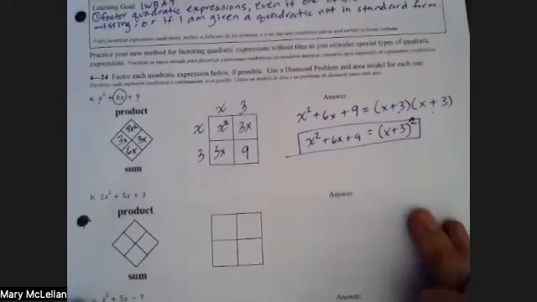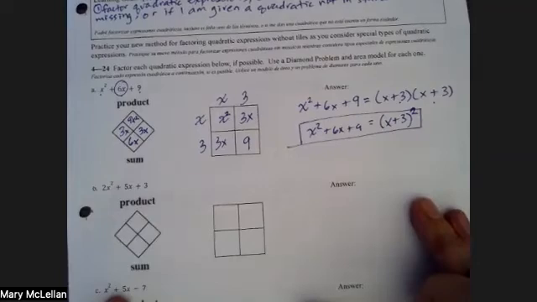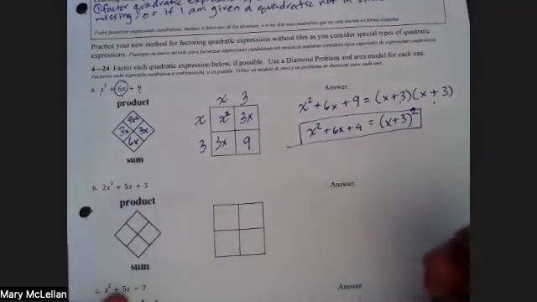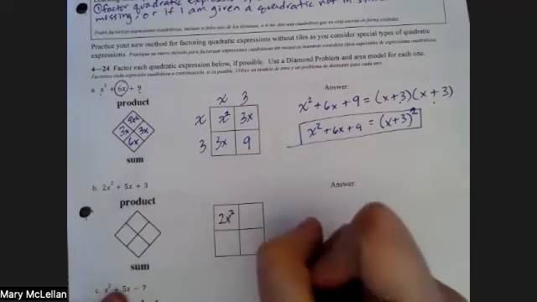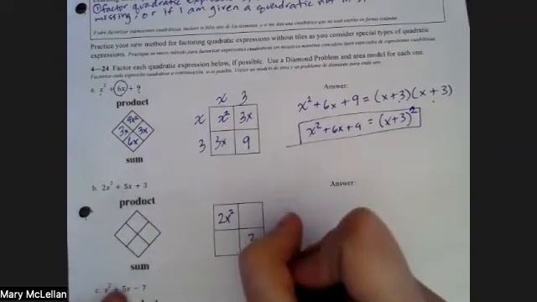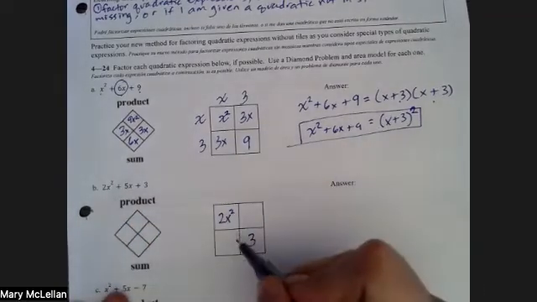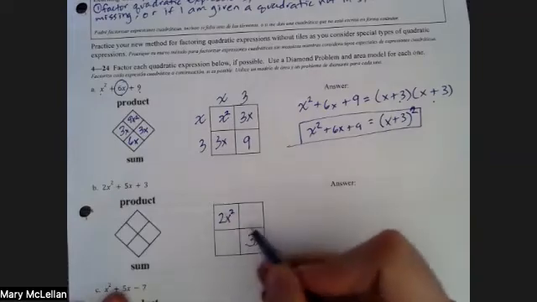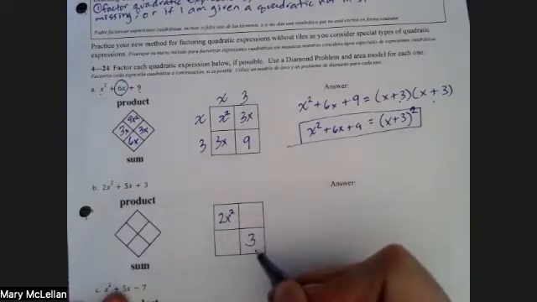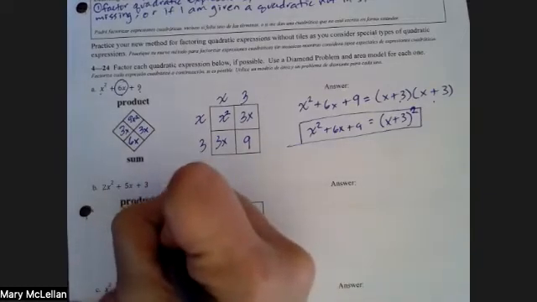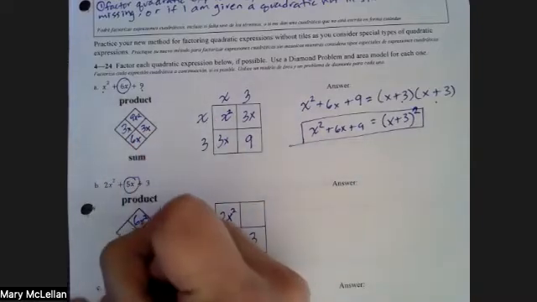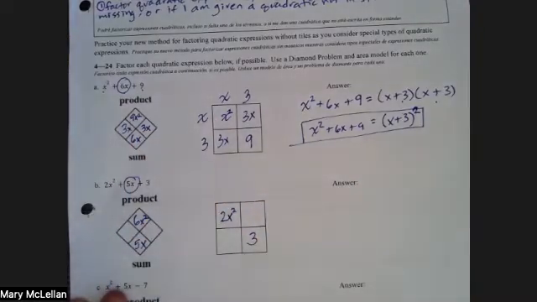Next problem. 2x squared plus 5x plus 3. Well, I know my x squared term goes in the upper left and my constant term goes in the bottom right. Now I need to figure out what these diagonals are going to multiply to. Well, 2 times 3 is 6. So this will be 6x squared. And I need these diagonals to add to my middle term, which is 5x. Okay. What multiplies to 6 and adds to 5?